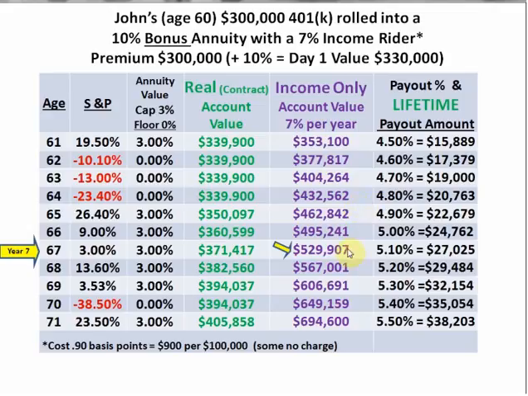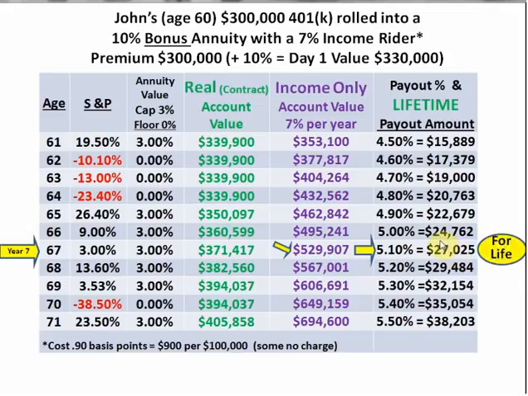It's his purple column. His green column is what he can take lump sum, minus some surrender charge, because he's only in year 7. There's probably still a small surrender charge. But the $529 is his income value, and he knows that this company will pay him 5.1% of that income value, which will be $27,025. They're going to pay him that for the rest of his life, no matter how long he lives.